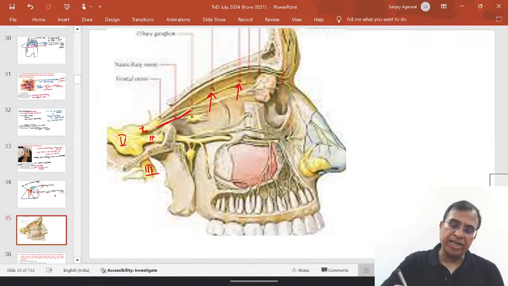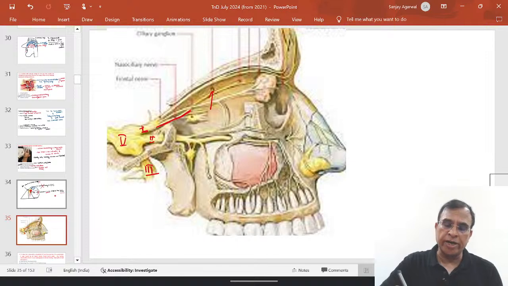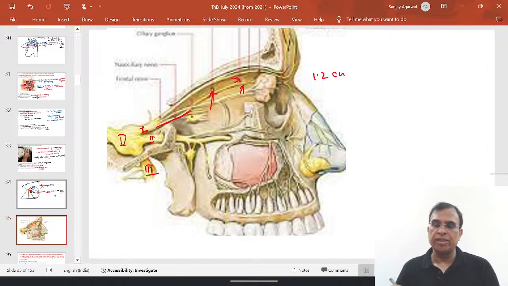When these branches enter from here, the nerve is entering the nose. This is also entering the nose. This is also entering the nose. This is your nasociliary nerve, and this is the branch of the nerve. So when you go from the canthus 1.2 centimeter deep and you inject the xylocaine here, now tell me, is this branch not getting blocked? And is this branch not getting blocked at the same time?